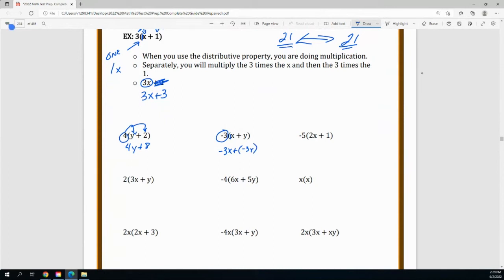Let's try again. See this negative 5? We're going to multiply it across again. Negative 5 times positive 2x. Did you say negative 10x? Agreed. Plus negative 5 times positive 1. Did you say negative 5? I agree. That's what distribution is.